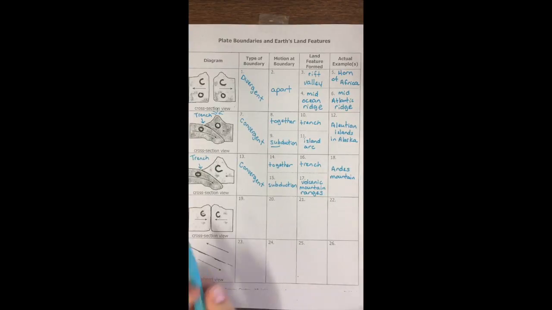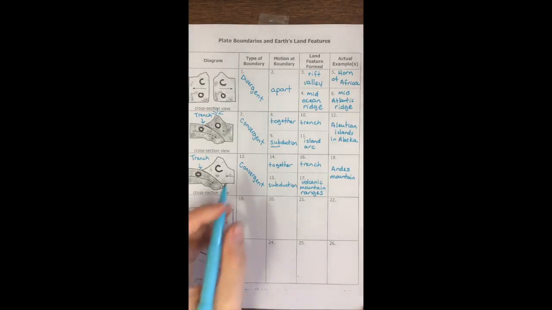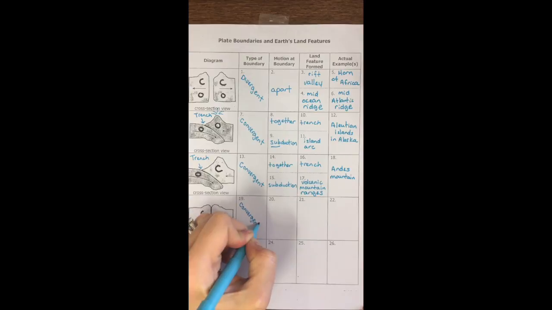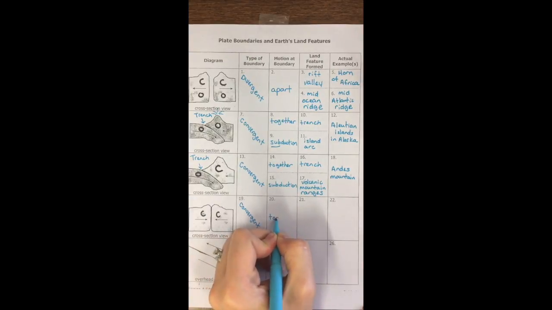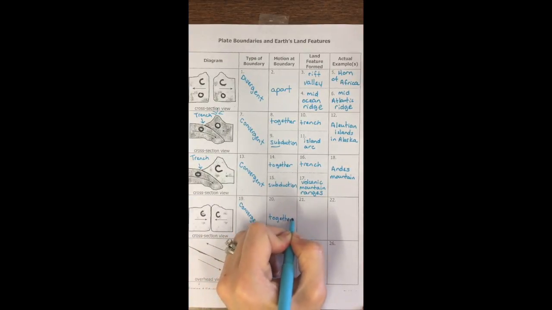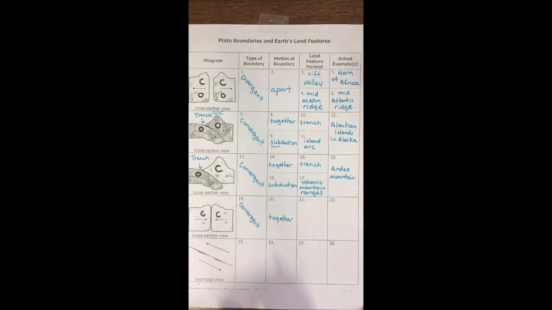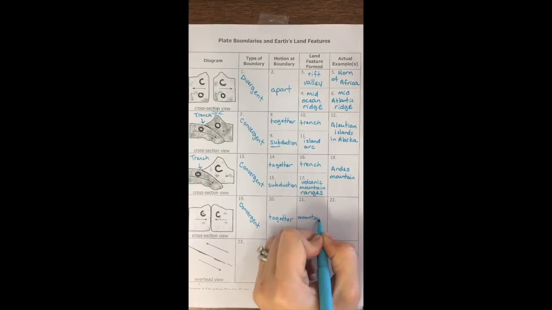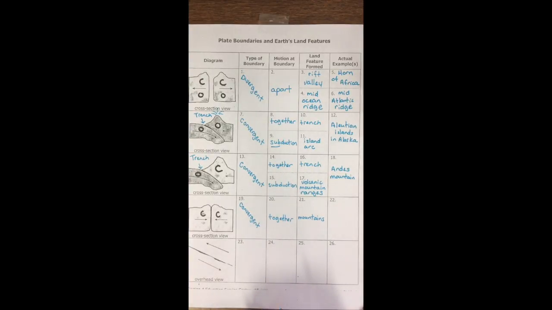We've got one final example of a continent-continent collision. So this convergent boundary is, of course, also moving together. And this is going to form mountain ranges. So places like the Himalayas, the Ural Mountains, the Rockies and Appalachians, all of these formed by a collision between two continental plates.